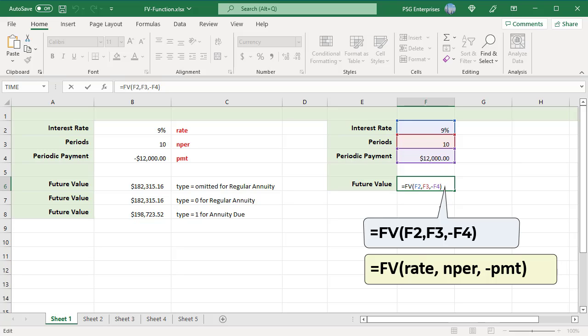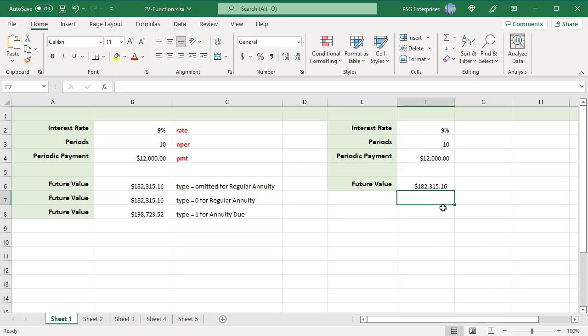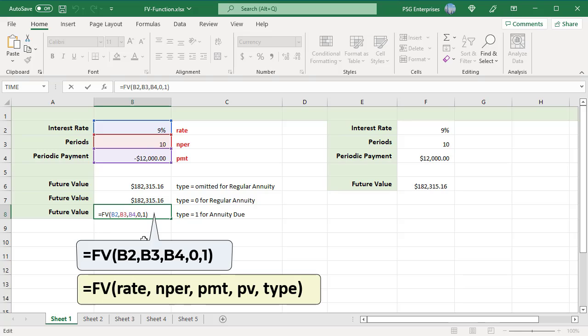An annuity due is a repeating payment made at the beginning of each period instead of at the end of the period. In this case, to calculate future value with the FV function, use this formula. Set the type argument to 1. You can omit the PV argument or pass 0.